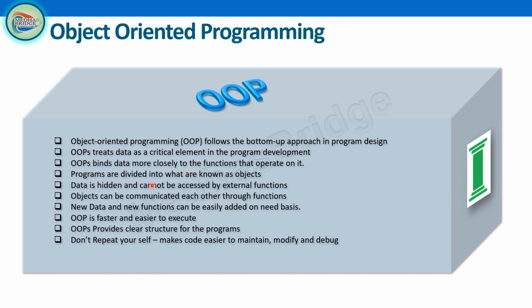Programs are divided into what are known as objects. Data is hidden and cannot be accessed by external functions. Objects can communicate with each other through functions. New data or new functions can be easily added on a need basis to existing programs. OOP is faster and easier to execute. It provides a clear structure for the programs.